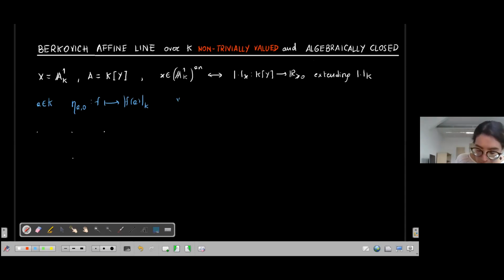Here we can see again that y minus a will be sent to 0 because the valuation is 0. But when we consider y minus b, this will not be sent to 0. It will be sent to the norm of a minus b with respect to K, when b is different from a. But once again, we see that all the K-points are indeed embedded in the Berkovich space. So here we'll have, for instance, 0, a prime, b, c, and so on.